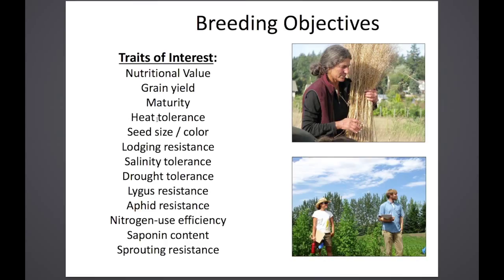As is heat tolerance. And then other things we're looking at: seed size, lodging resistance. Some of these lines grow 8 to 10 feet high, which is too high really for us because they start to lodge. Salinity tolerance we look at in particular with BYU and Utah State. Drought tolerance, we have some insects that are a problem: lygus bug, aphids. Whether or not we see genetic resistance to these is still to be determined. Nitrogen use efficiency, saponin content, and sprouting resistance.